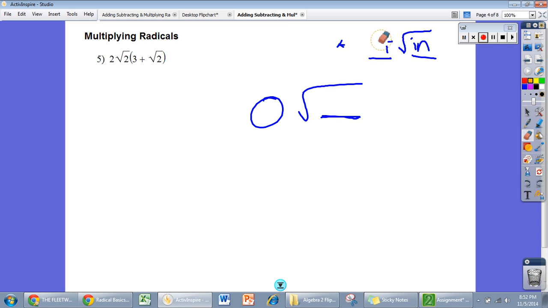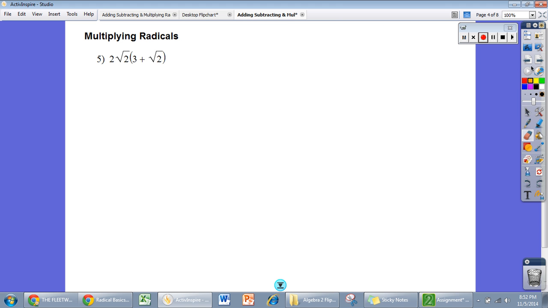So let's get rid of this so we can have room for our work. Alright, so we're taking a look at our first problem, and anytime we have something outside a set of parentheses, we know that's the distributive property. It's just no different than if I had 2 times 3 plus x. I know I've got to distribute my 2 to both terms through the use of multiplication. Same concept here, except we have a radical. So 2 square root of 2 times 3.